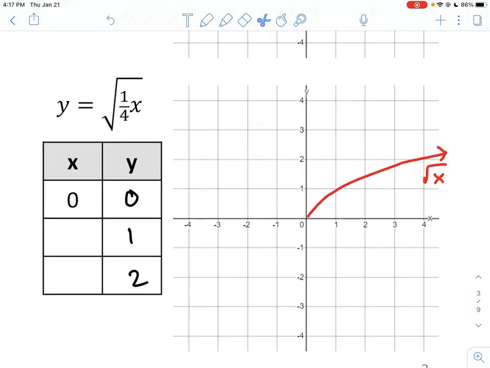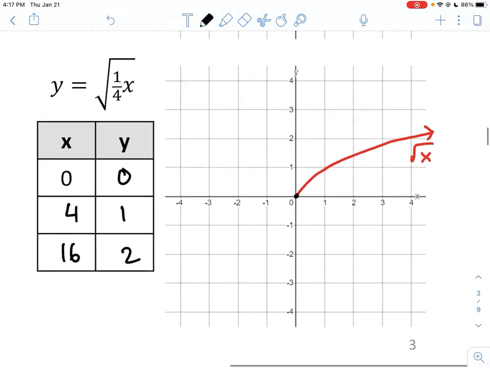In order to get a 1 out of this function, you need the radicand to be 1, so you need x to be 4. In order to get 2 out of this function as an output, you need the radicand to be 4, because the square root of 4 will give us 2, which means you need x to be 16. We can only graph a few of these points, (0, 0), (4, 1), and then (16, 2), I can't graph. It's too far off to the right.